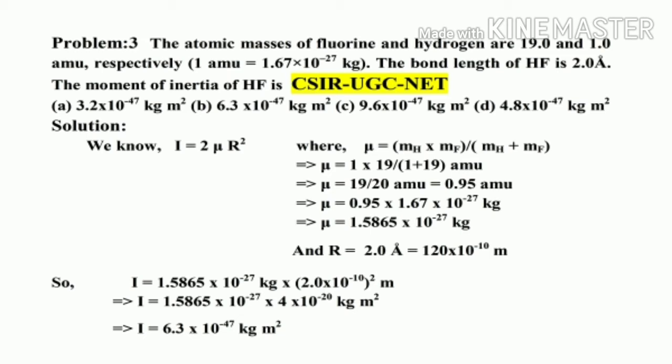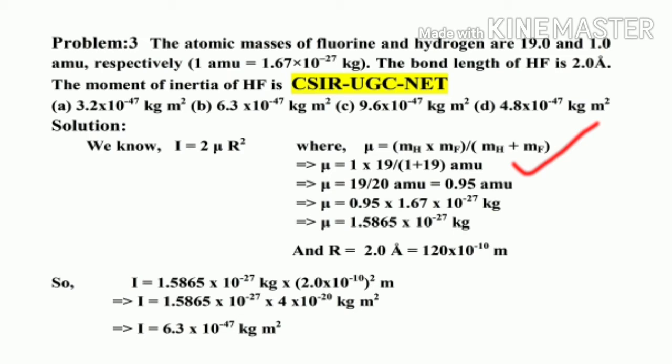Since HF is a linear diatomic molecule, the moment of inertia is given by I is equal to mu R squared, where mu is the reduced mass, and is given by the ratio of the product of the masses of the two atoms divided by the sum of the masses of the two atoms. So mu is equal to m_H into m_F divided by m_H plus m_F.